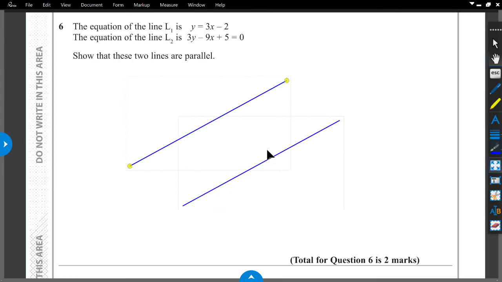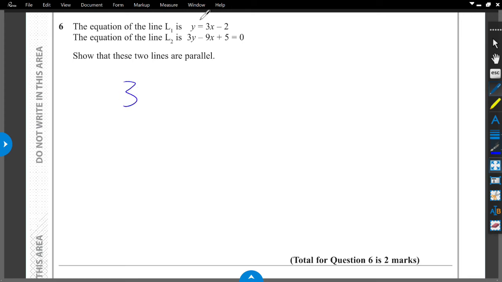But if I was to do a parallel line, they have the same gradients. Now it doesn't matter what gradient it started with there, it's always going to be the case. So for equation 1, we can quite simply see that the gradient is 3, because y equals mx plus c is in this form here, where m is the gradient.